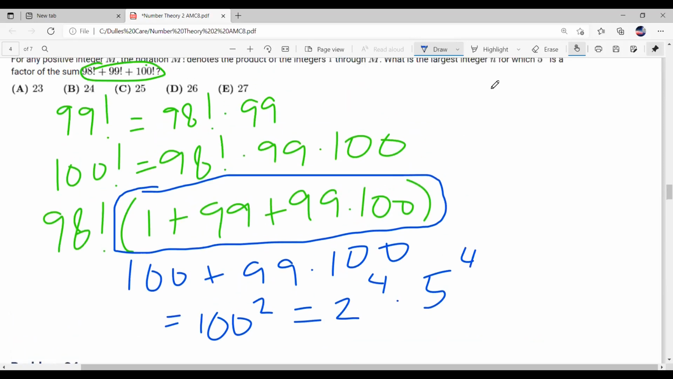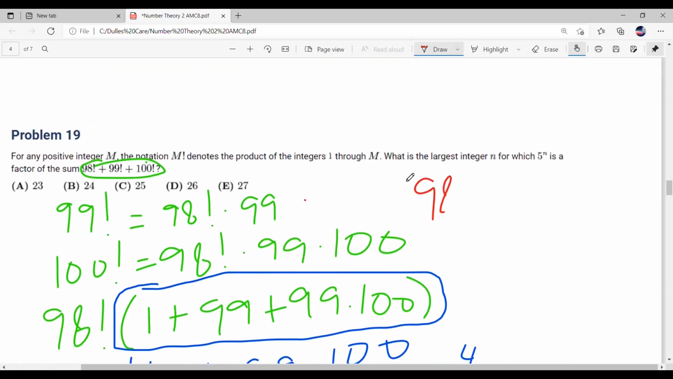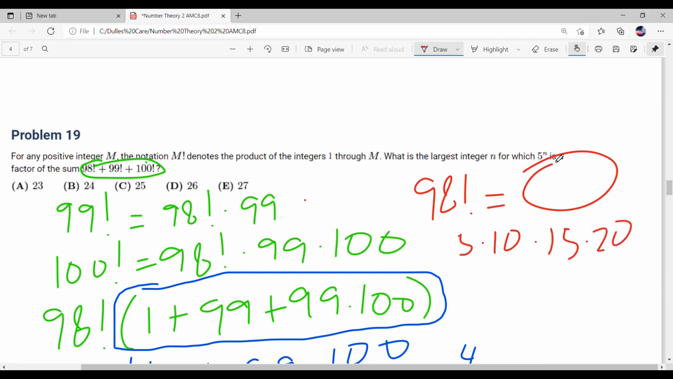So what about 98 factorial? Let me switch to another color, red. 98 factorial is equal to 1, 2, 3, 4 times 5 times 6, 7, 8, 9 times 10 times some numbers, 15 times 20 times 25 times 30 times 35 times 40. Basically every multiple of 5 that's less than 98, with some numbers that are not multiples of 5, times 10 times 15 times 20 times 25 times 30, all the way to 95.